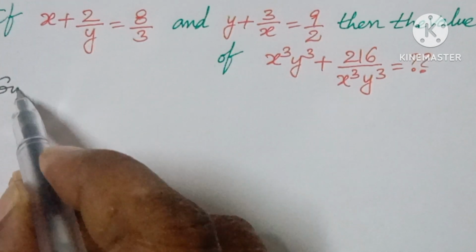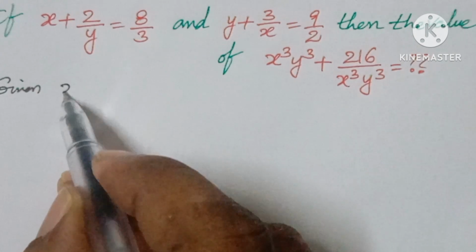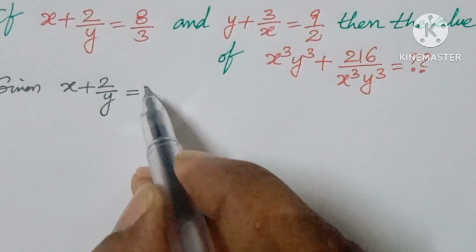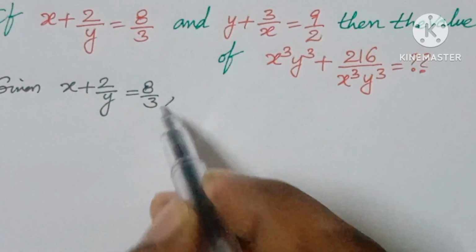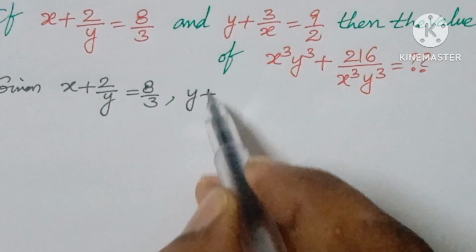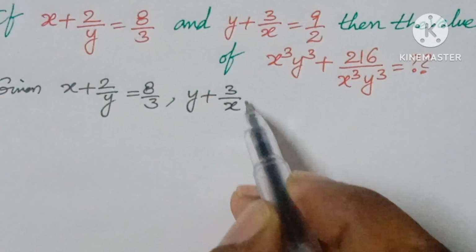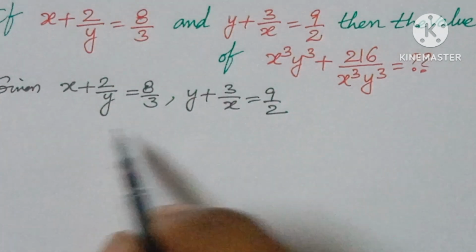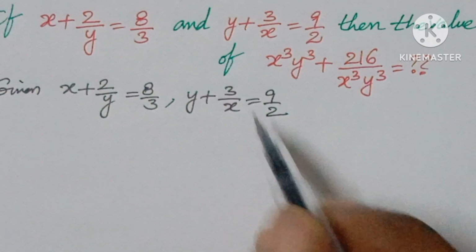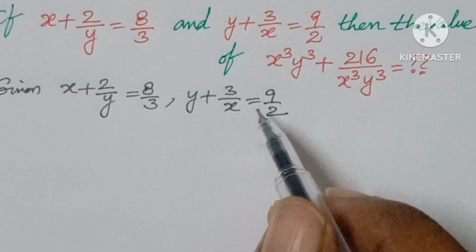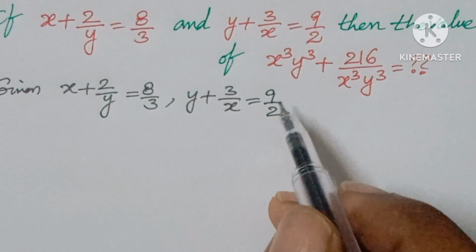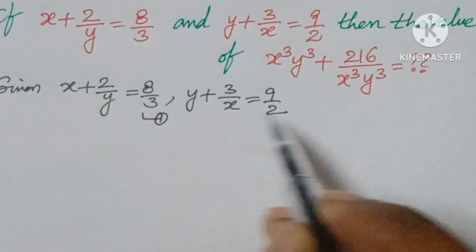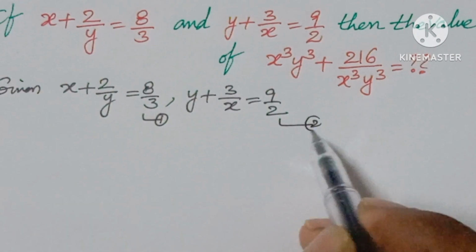So first of all, given x plus 2 over y is equal to 8 by 3, y plus 3 over x is equal to 9 by 2. Here if you take LCM and solve, it won't be easy. So what you have to do, let us take this as 1 and this one as 2.